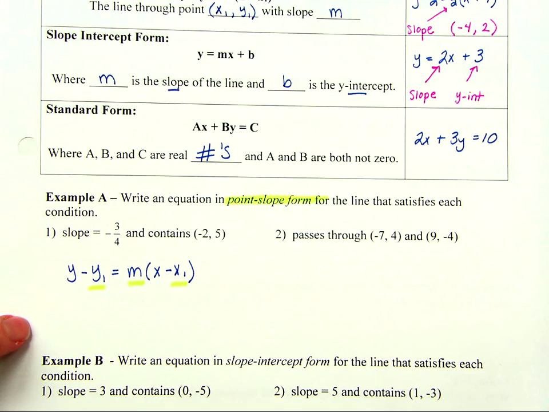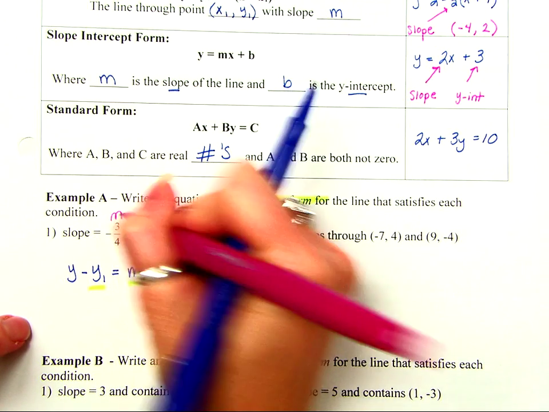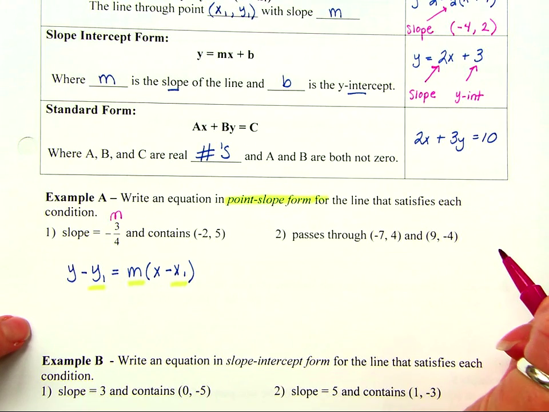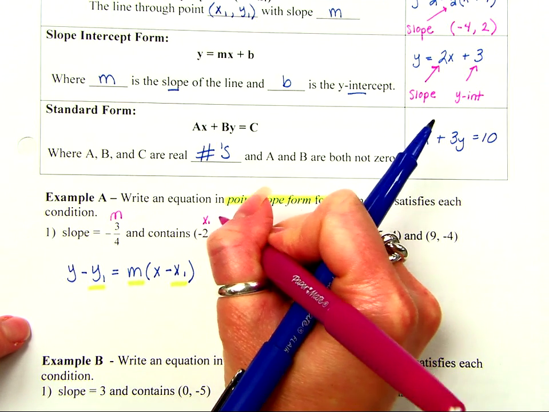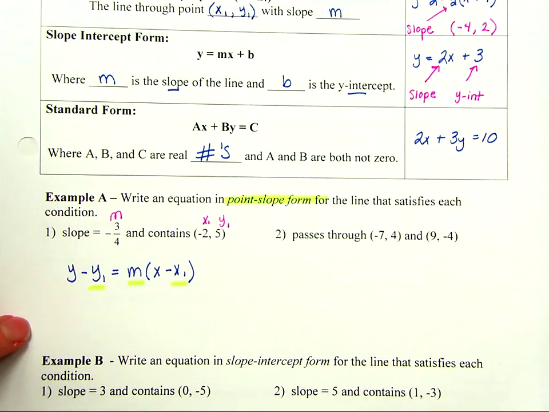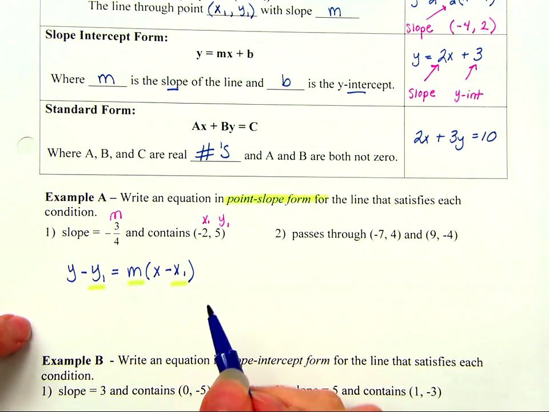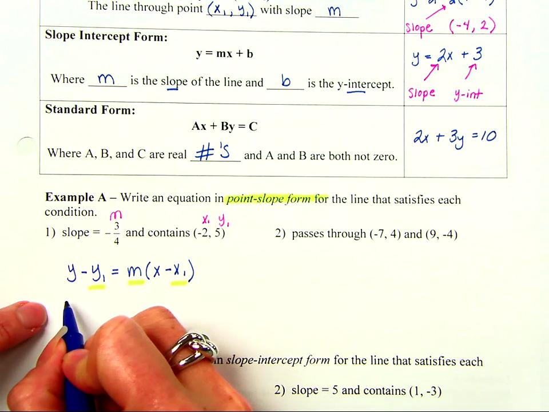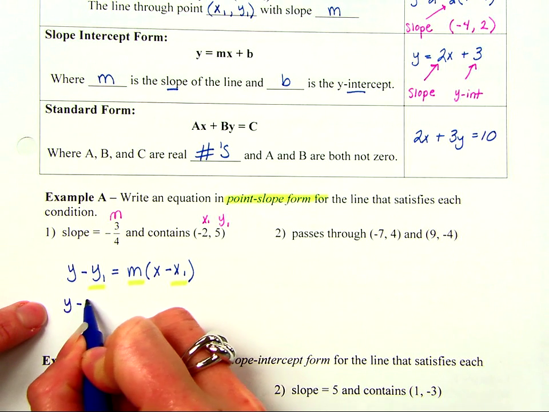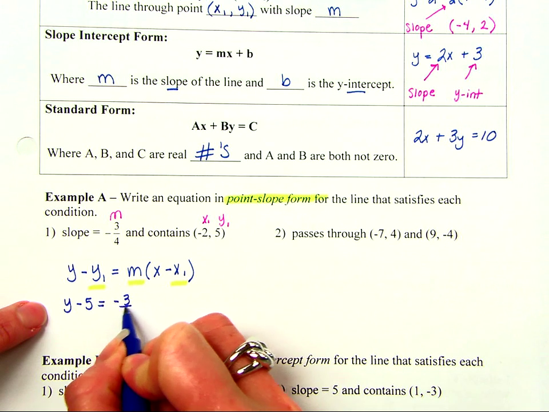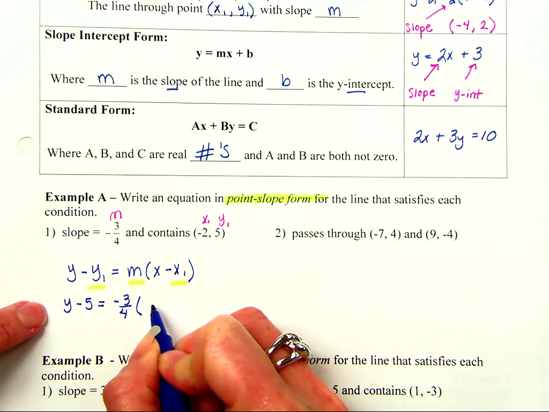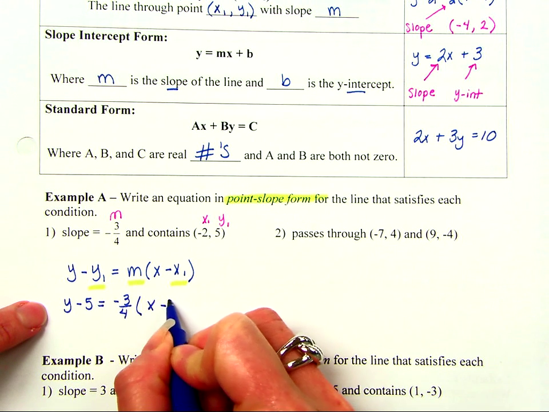We are actually going to be making some substitutions for those highlighted values. As I look at the information they give me, they tell me that my slope is negative 3/4, and they tell me it contains the point negative 2, 5. Therefore, I have m, I have x1, y1. I just need to substitute in. So, making my substitutions, I have y minus 5 equal to negative 3/4, parenthesis x minus negative 2.